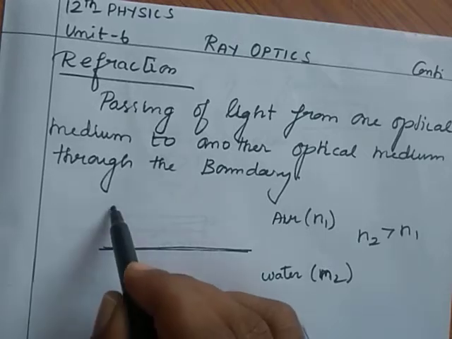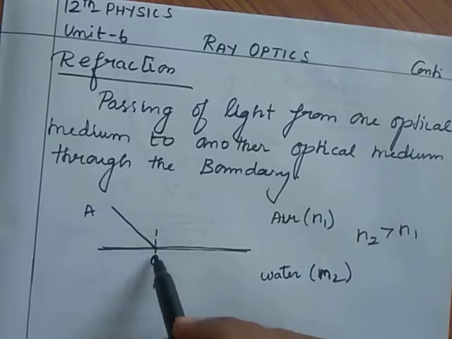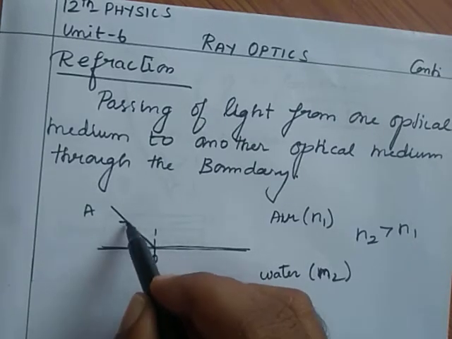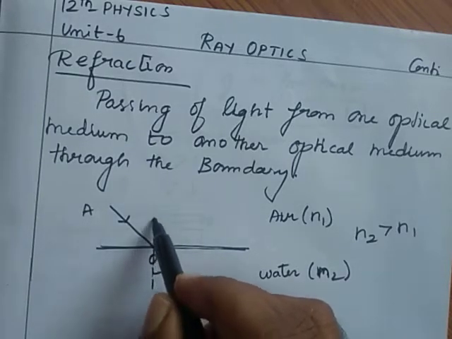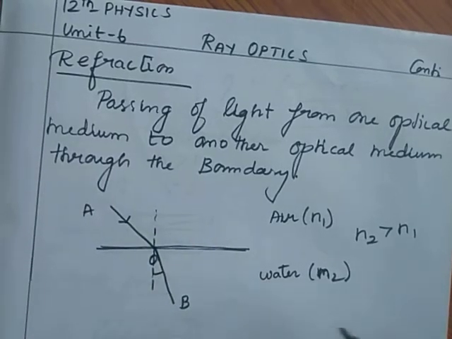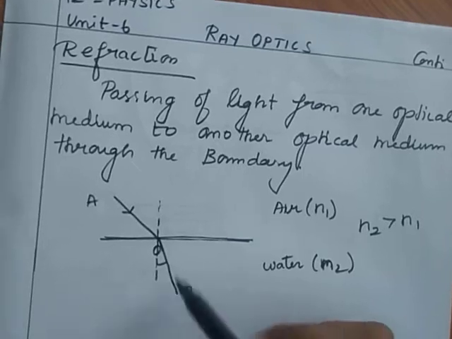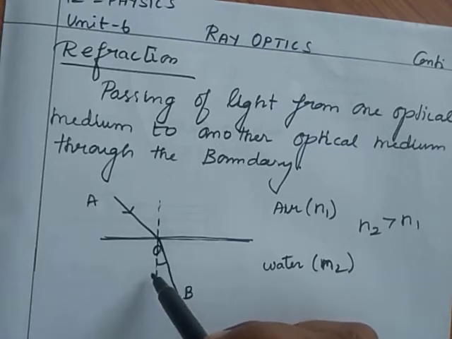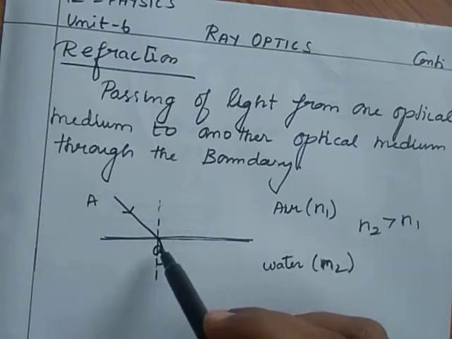Here there is a ray of light named AO, incident on the point O. Here I drew a normal, and then it will refract or bend towards the normal. This ray OB is known as the refracted ray. AO is the incident ray. It falls on the boundary, after that it will bend its path in the second medium, that is OB. It bends towards the normal because the ray of light comes from a rarer medium to a denser medium. For this case, the light will bend towards the normal.